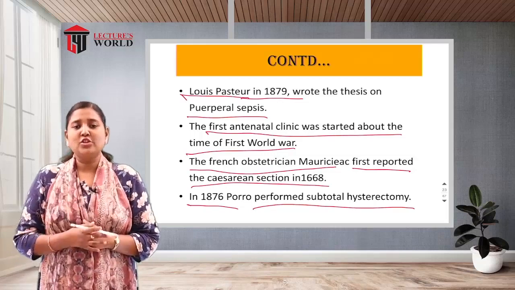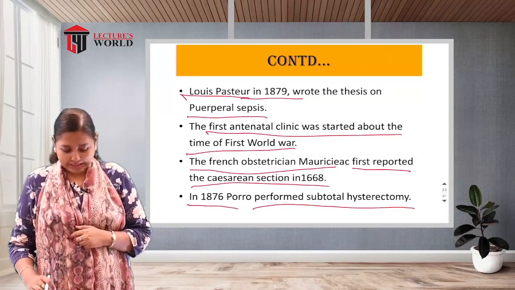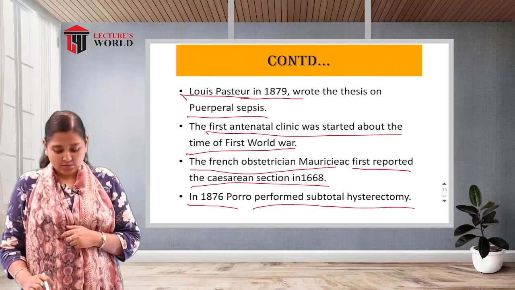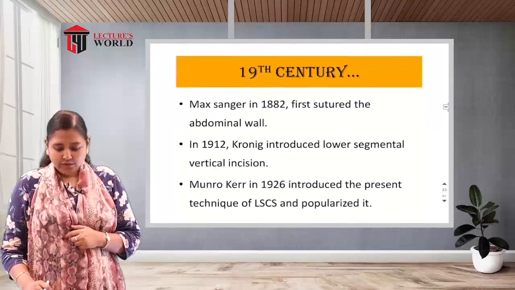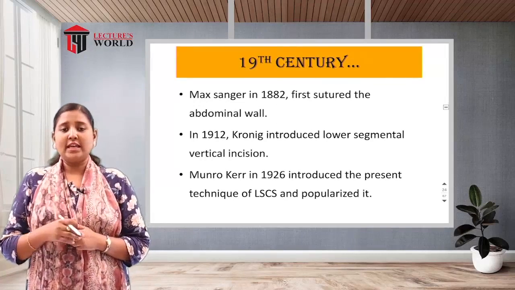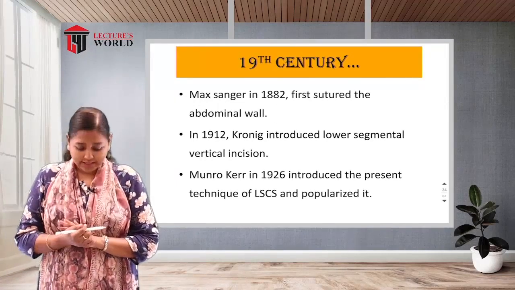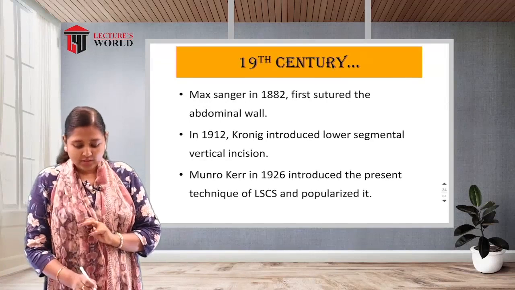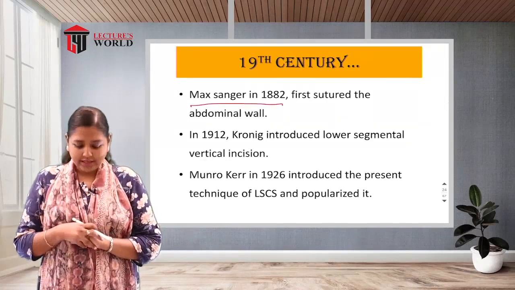He first introduced the subtotal hysterectomy in the year 1876, and his name is Porro. And after the 18th century, coming to the early 19th century, there was a person called Max Sänger in the year 1882.